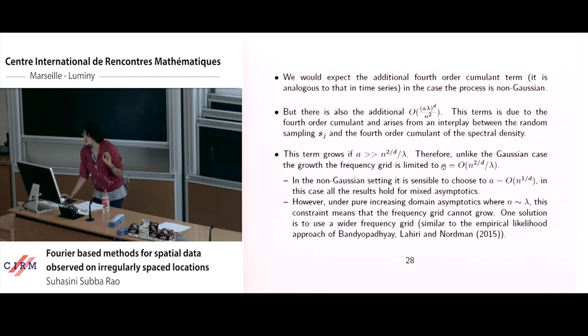So in some sense, you really need to control the number of frequencies used, and typically you need to let it equal n to the power 1 over d. And there can be some problems in this setup, of course, when you do different types of asymptotics. If we go from pure mixed asymptotics to pure increasing asymptotics, there can be some problems, but there are some remedies for this situation using the approach given by Lahiri and his collaborators.